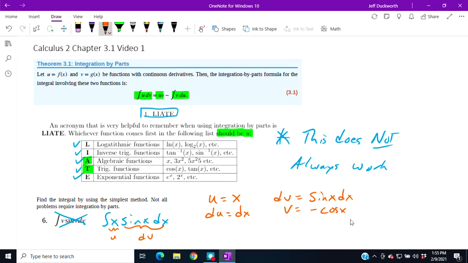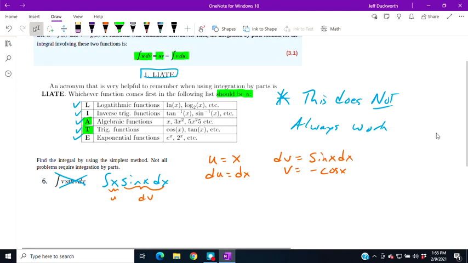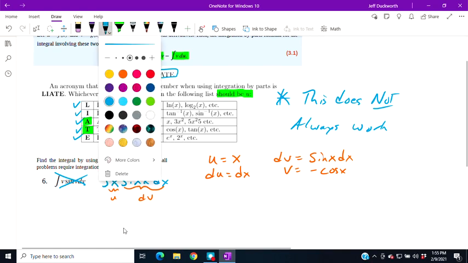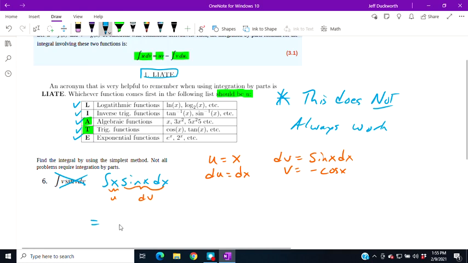So now we've got our 4 pieces, and now we can use that equation 3.1 or theorem 3.1. Let me scroll down a little bit so that we can do that. Change this back to our blue. So this equals u times v, so x times negative cosine of x. That's u and v, minus the integral of v, which is negative cosine of x, times du, which is just dx.